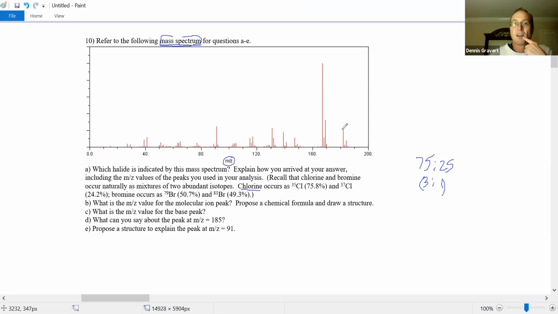And what does that mean? Well, here we have two peaks, and this peak is about 1/3 of this peak. It's a 3 to 1 ratio, this peak to that peak, and they're 2 mass units apart. You know what? We should double check that it really is 2 mass units. Do you remember the trick?